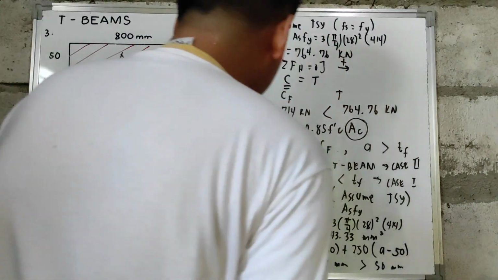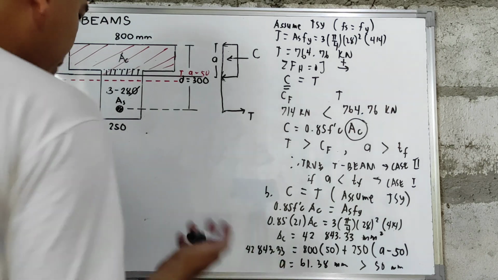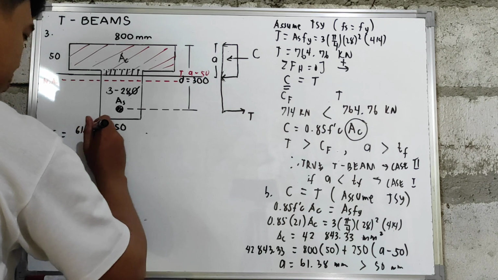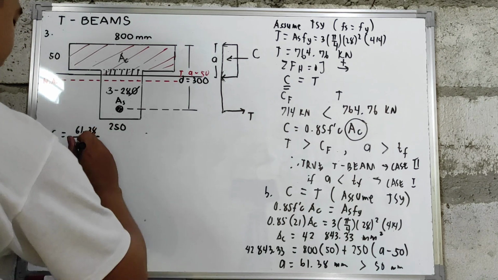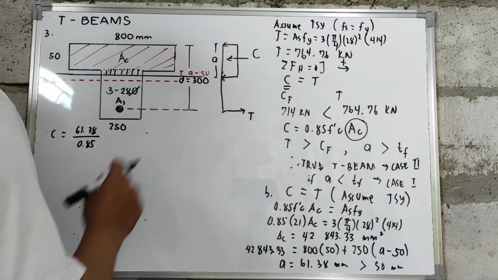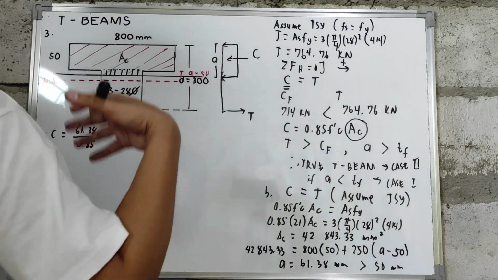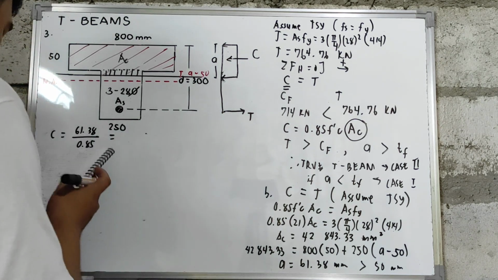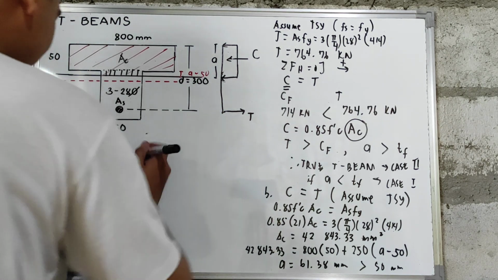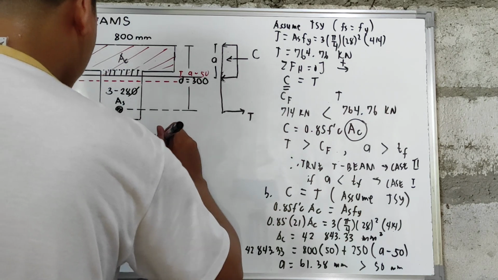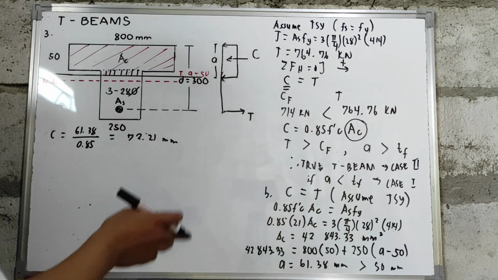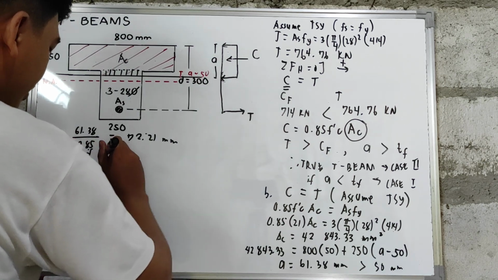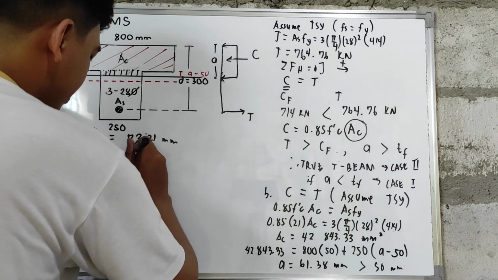So for that one, since yung F prime C natin, that is only 21 megapascal. So mangyayari niyan is yung A natin na 61.38, it will just be divided by yung 0.85 natin. Kasi nga, 21 megapascal lang yun, yung limiting value natin is 28 megapascal for NSCP 2015. So the value of your C is now equal to 72.21 millimeter. So after that, proceed tayo sa next step natin na check if assumption is correct.